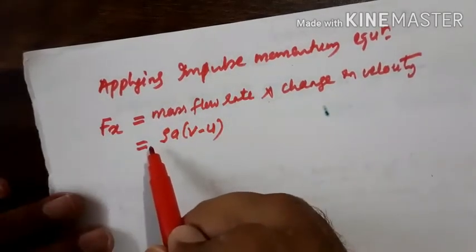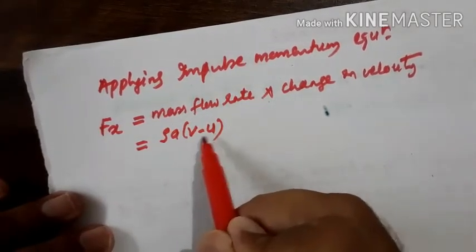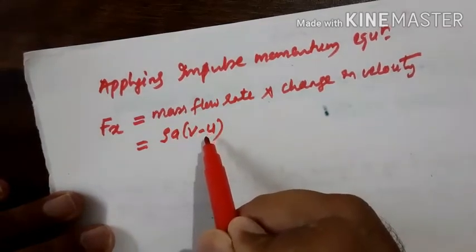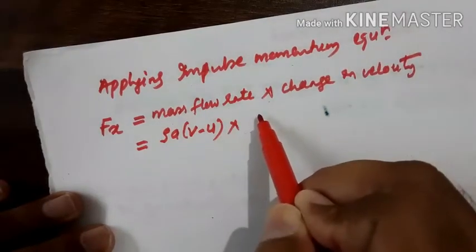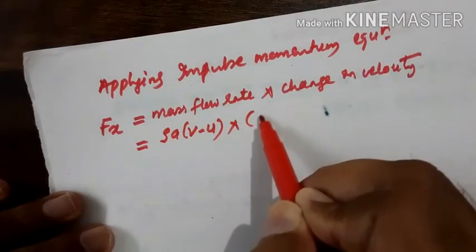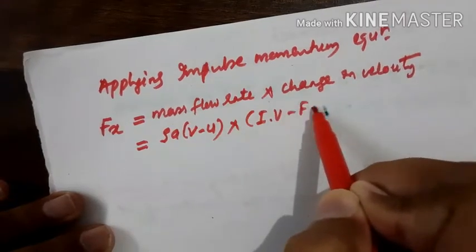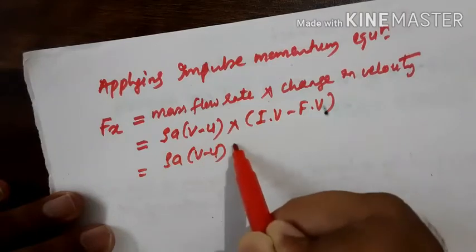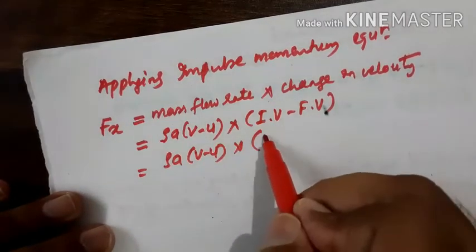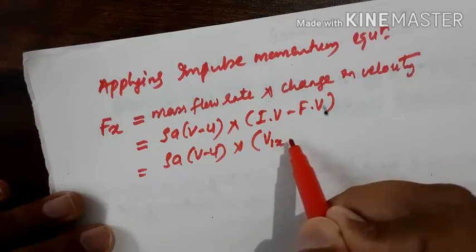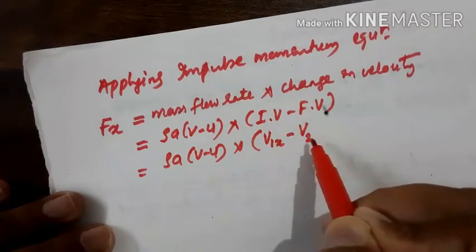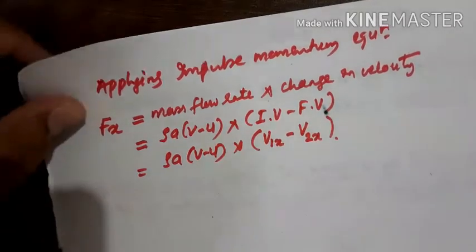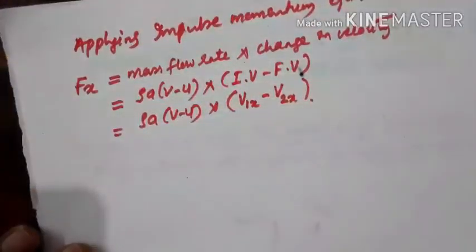In previous cases we have taken rho a v, but in these cases we are taking the relative velocity. You have to take here relative velocity into change in velocity, to be taken as initial velocity minus final velocity. Again rho a (v minus u), initial velocity, let us take this as v1x, minus v2x. Okay, so v1x and v2x.